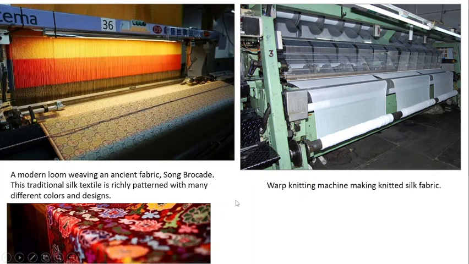Now, just like all the other fabrics, you can also knit silk. Woven silks are more common, and you're probably going to see silk in a woven form, but it can be knit. Most notably, you'll see it in silk jerseys, which is a type of knit silk. And here we see a knitting machine knitting silk fabric.